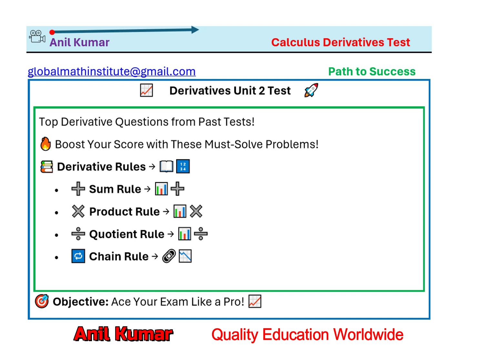Unit 2. We are going to take questions based on the derivative rules, which include the sum rule, the product rule, quotient rule, and the chain rule. 10 questions from the past test papers will help you to prepare for the test and ace it. That's the whole idea. Perfect.